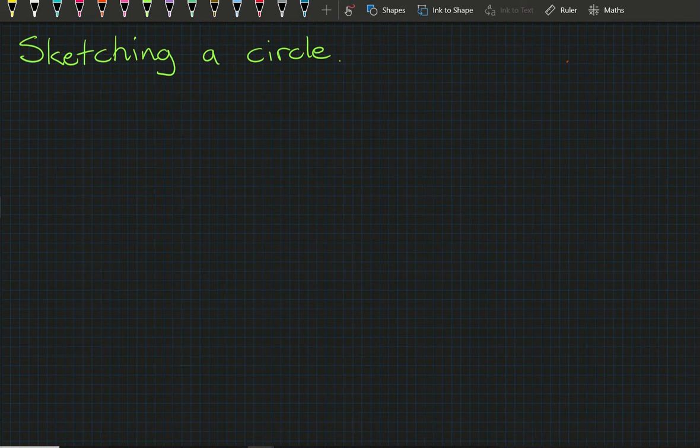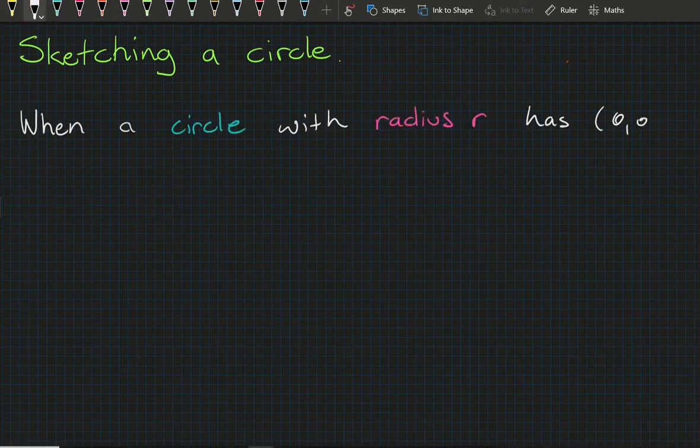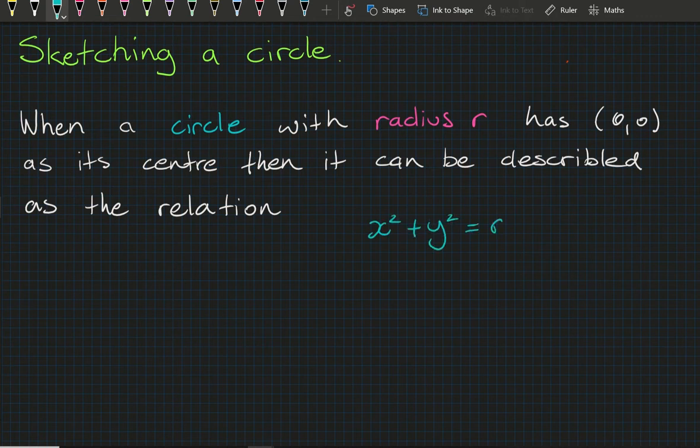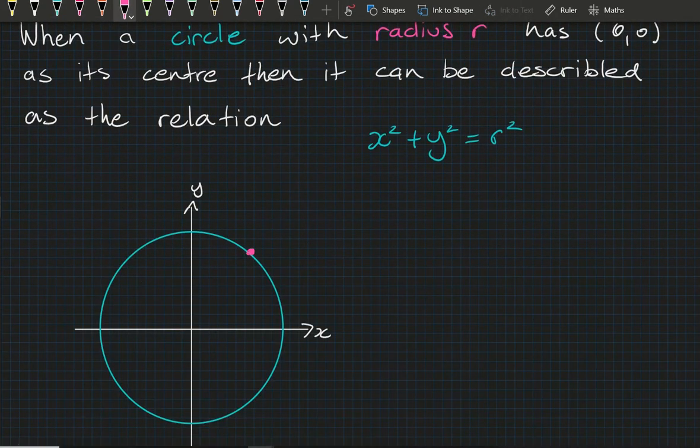When a circle with a radius r has 0, 0 as its center, then it can be described as a relation x squared plus y squared equals r squared. So therefore any point (a, b) on this circle, and let's not forget our radius here, will have the relationship that a squared plus b squared equals r squared.